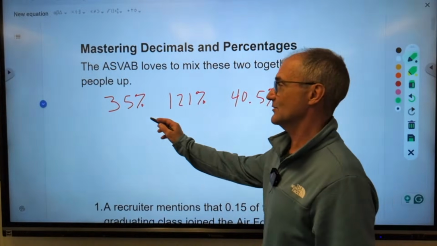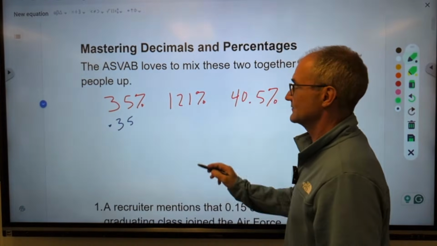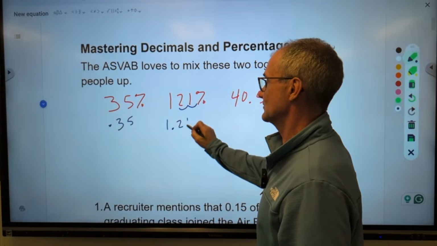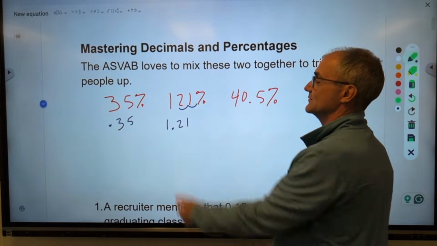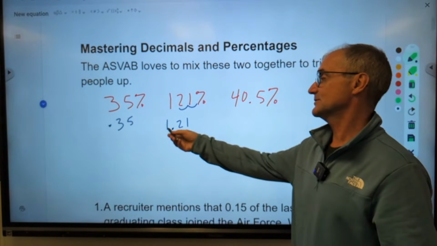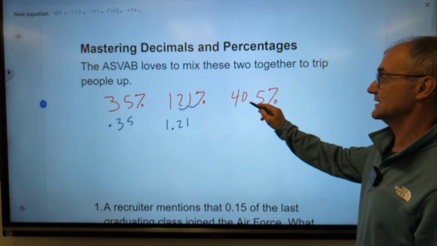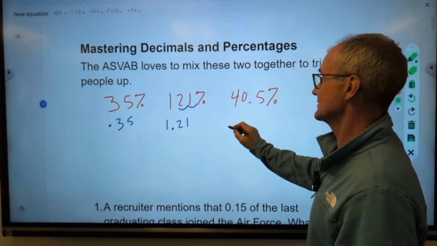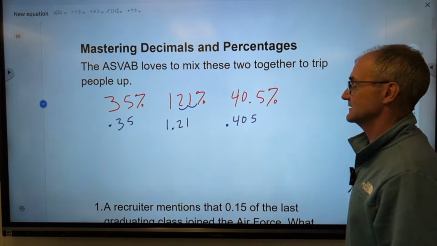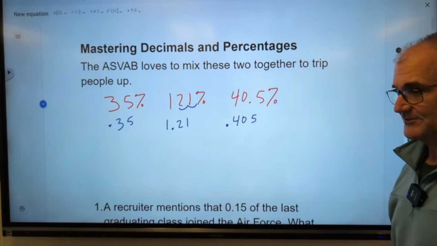So the first one, I go over 1, 2 to get 0.35. Right here, I go over 1, 2 to get 1.21. 121% is more than 1. Therefore, my decimal equivalent is more than 1. 40.5, my decimal is already here. I go over 1, 2 to get 0.405. It's a little bit of a trickier one. Hopefully you got all three of those right.